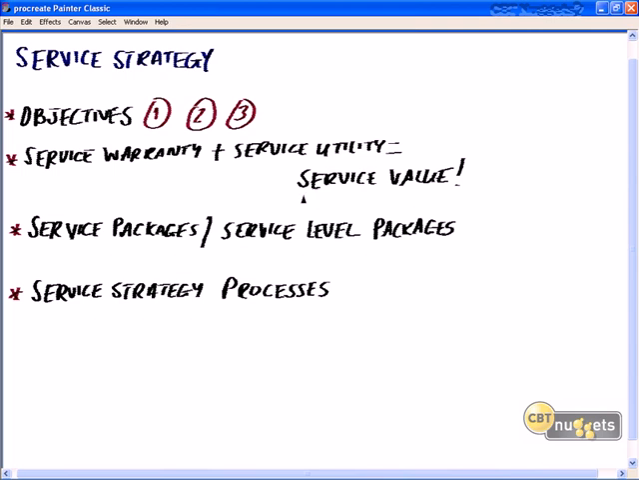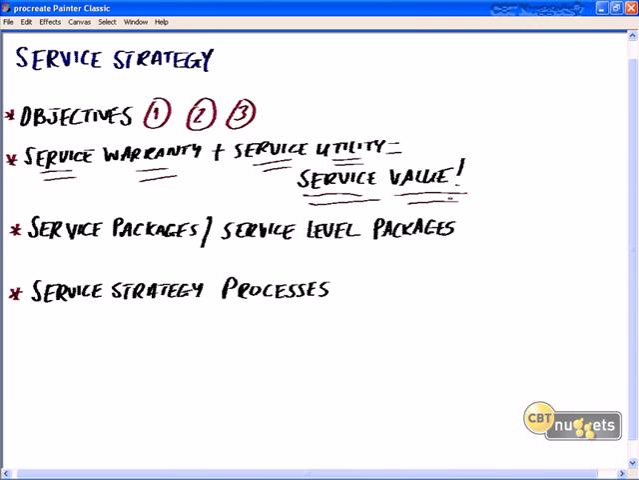So how do we create service value as a service provider? Well, we're going to do that with this formula. It's service warranty plus service utility gives us service value. So the question we ask with warranty, is it fit for use? Is it available enough? Is there enough capacity? Is it secure enough? Is it continuous enough? That's the warranty. The utility is, are we supporting performance? Have we removed the constraints? Is it fit for the purpose?